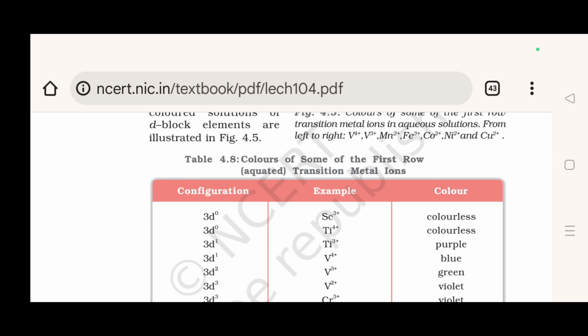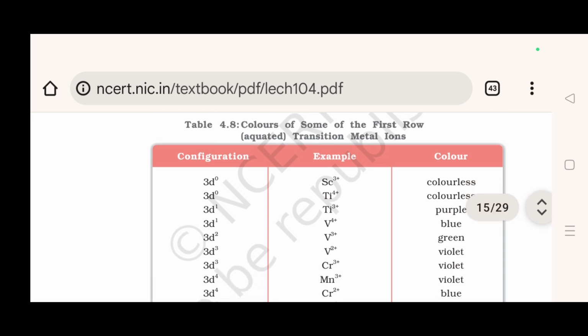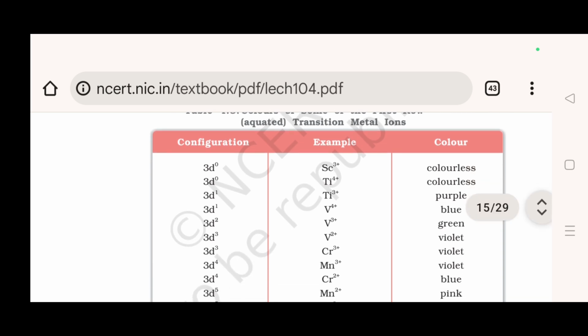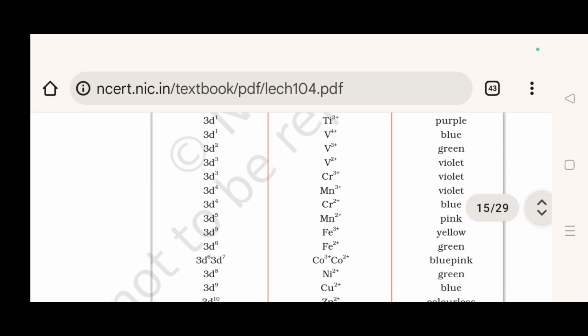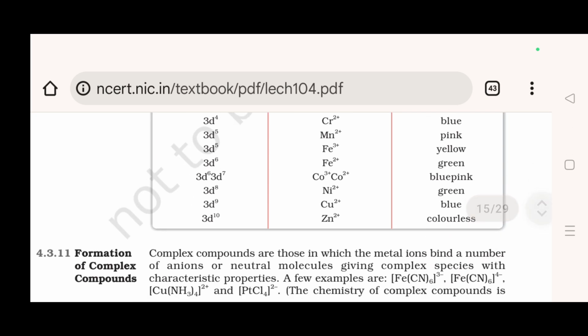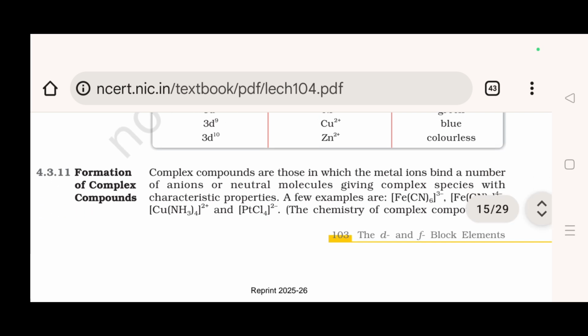Configuration 3d0, example scandium 3+, which is colorless. 3d0, example titanium 4+, colorless. 3d1, titanium 3+, purple. 3d1, vanadium 4+, blue. 3d2, vanadium 3+, green. 3d3, vanadium 2+, violet, and so on. And for zinc 2+, which has electronic configuration 3d10, it is colorless. So if we do not have any unpaired electrons, the metal ion in its aquated form will be colorless. Now we shall discuss the formation of complex compounds.